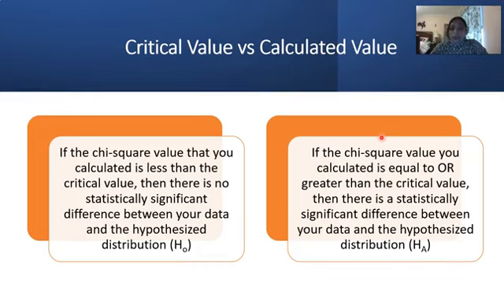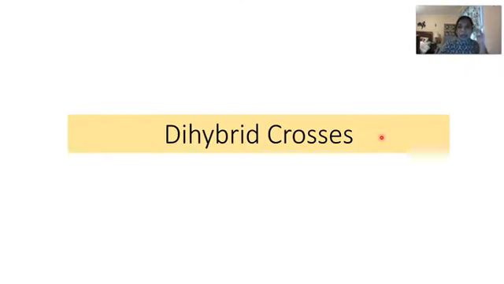So the critical value versus the calculated value. The critical value is basically your value that we just highlighted. If your calculated value is less than or equal to the critical value, then there is no statistically significant difference between your data and the hypothesized distribution, which is the one that you were expecting. If the value is equal or greater than the critical value, then there is a difference and your hypothesis was not correct. That means that it did not match Mendelian genetics. So you want it to be less than that.